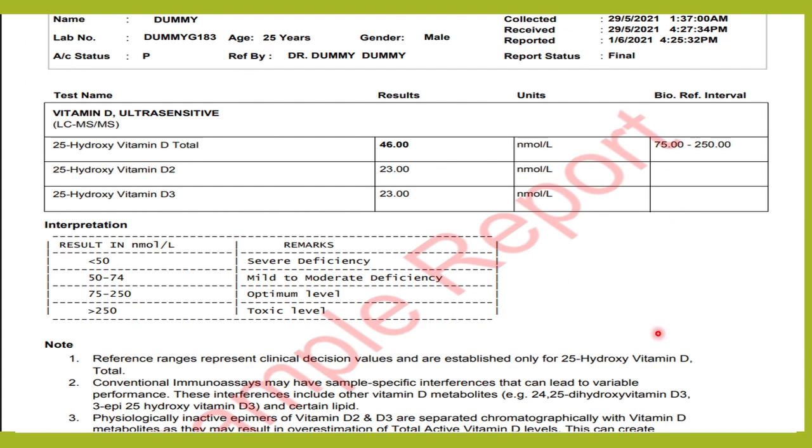So this is another report wherein the lab has given the name as vitamin D ultra sensitive.